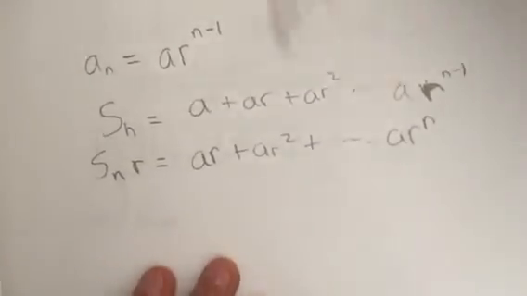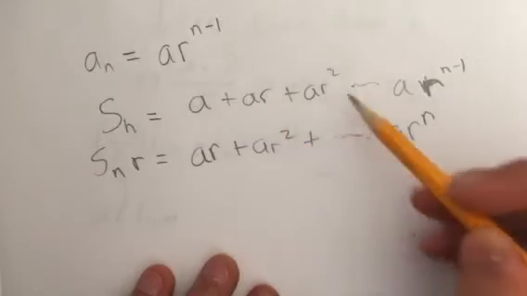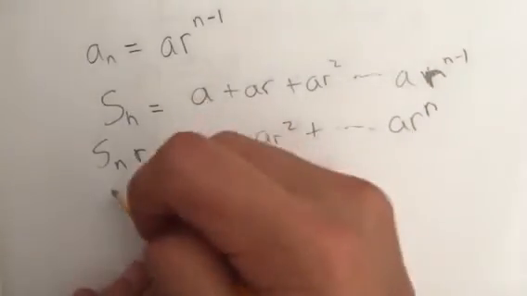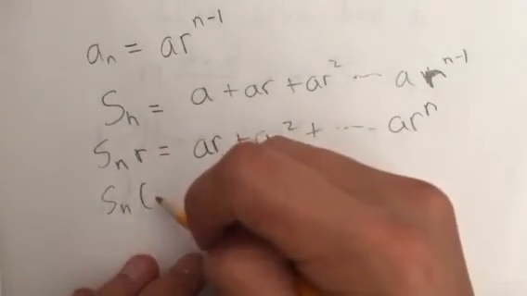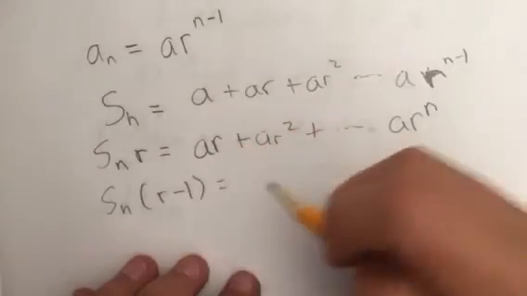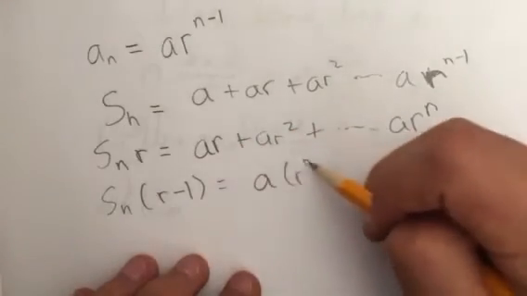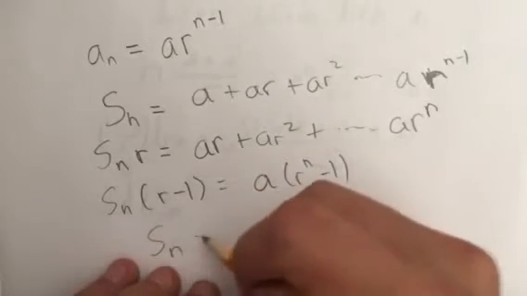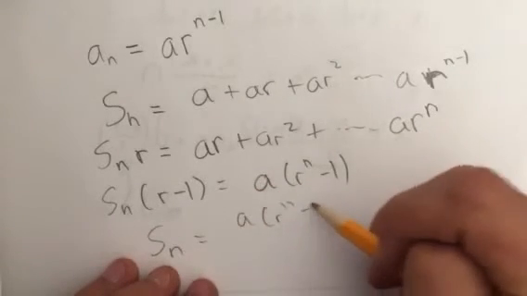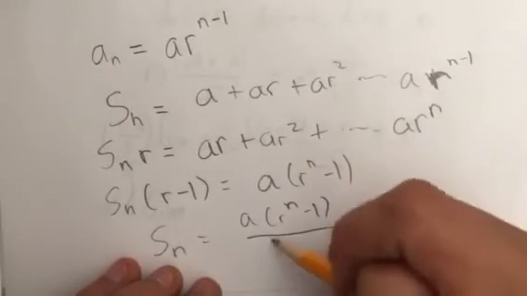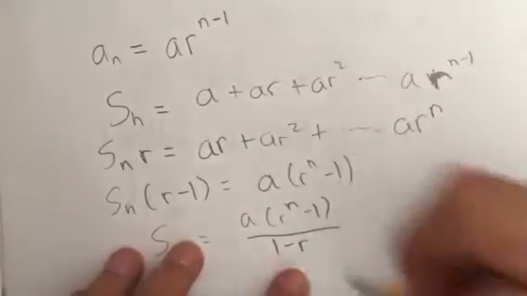Now look, these look pretty similar. If you notice, these terms match up. So if we subtract, they should cancel out. So the nth sum times r minus 1 is just a times r to the n minus 1. So the nth sum is a times r to the n minus 1, all divided by r minus 1.